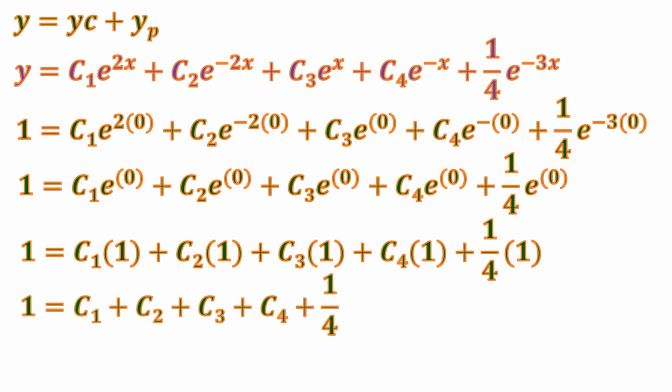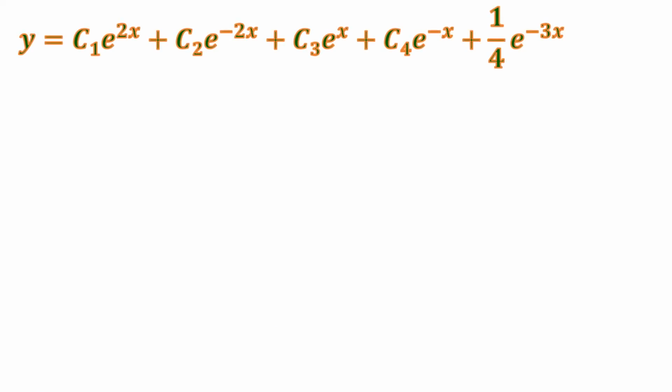And then let's multiply. So c1 times 1 is just itself. Any number times 1 is just itself. And then we're going to transpose the 1/4. So 1 minus 1/4 is 3/4. And that's the first equation that we have, and we need that later.